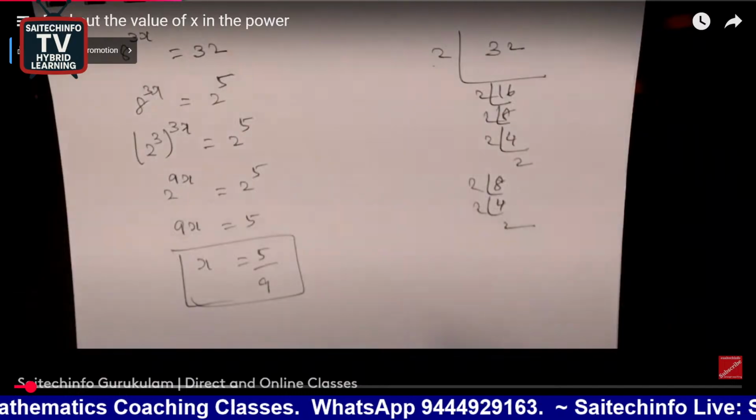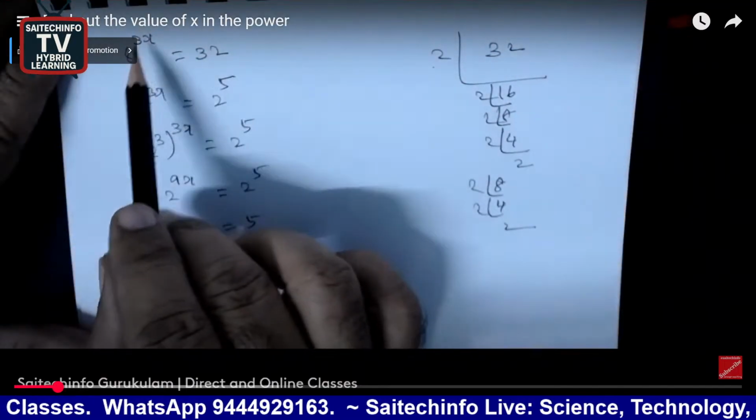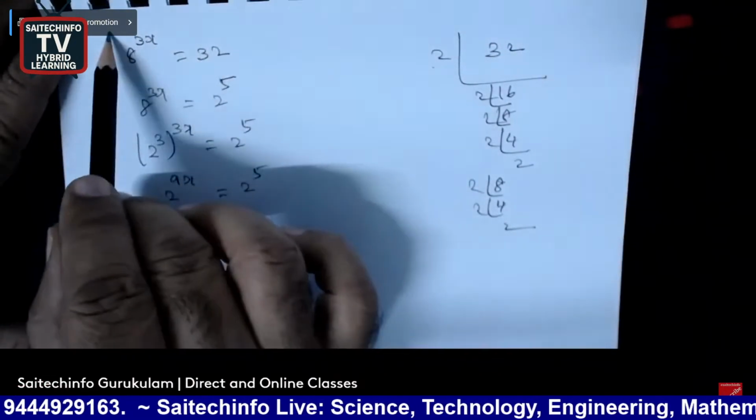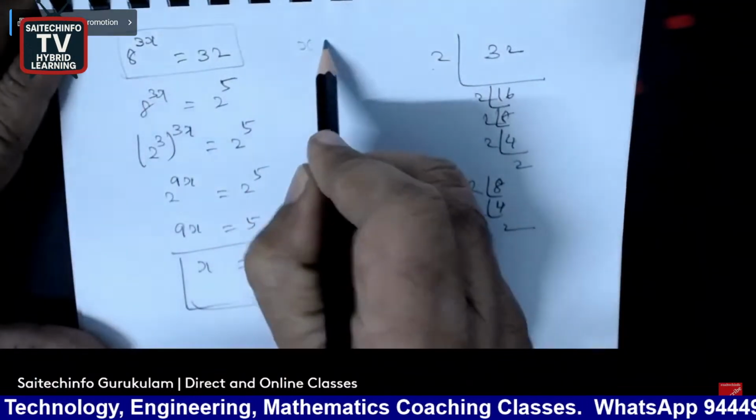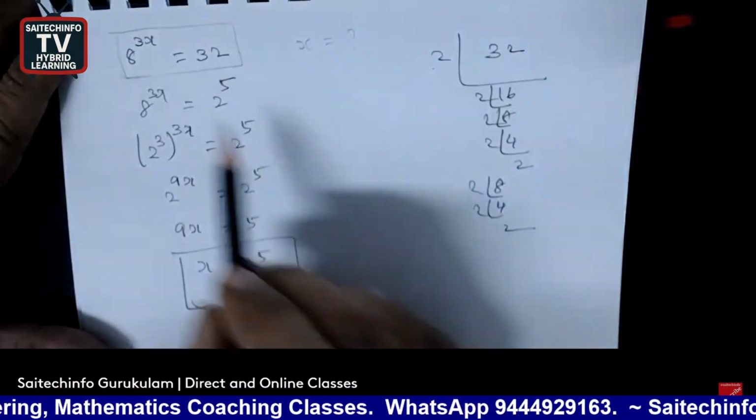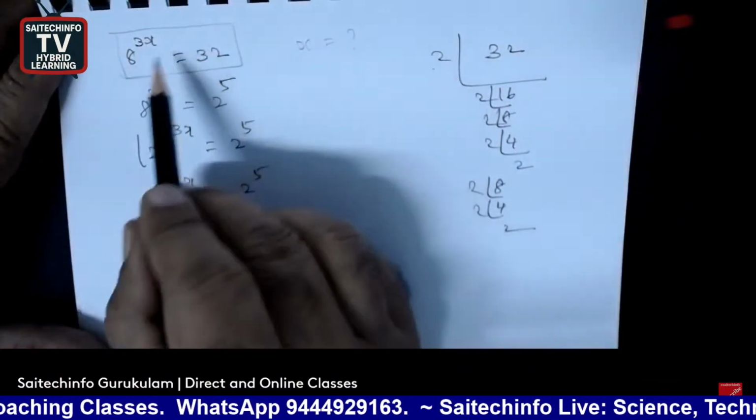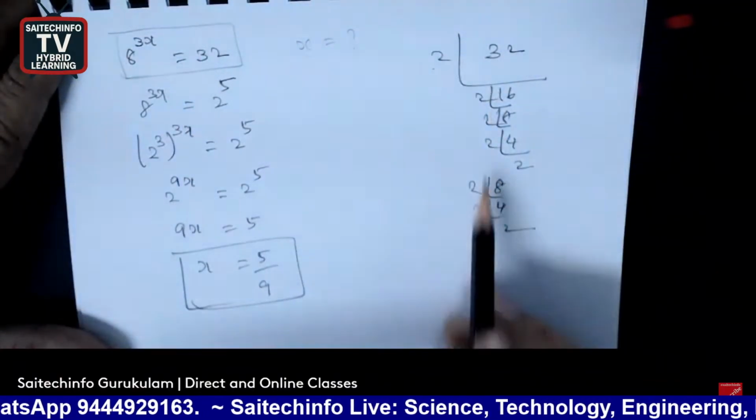Let me explain this sum. 8 power 3x is equal to 32. So this is the question. We have to find out the value of x. So you have to convert this 32 into the factor form.